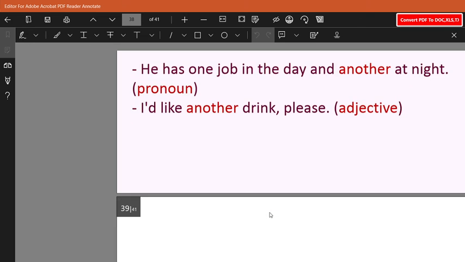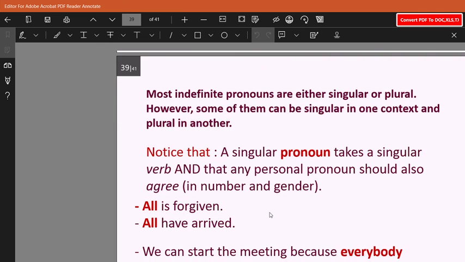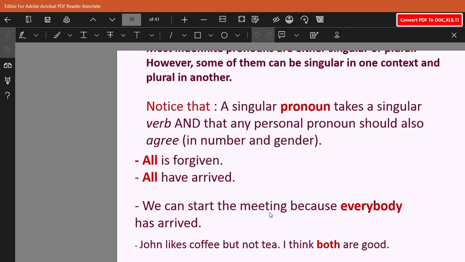I would like another drink. Here, what kind of drink? Suppose you are enjoying cold drinks, and you say, give me another. Another what? Another cold drink. So that's how it works as an adjective, and at the same time as a pronoun. That's how we use all these things.